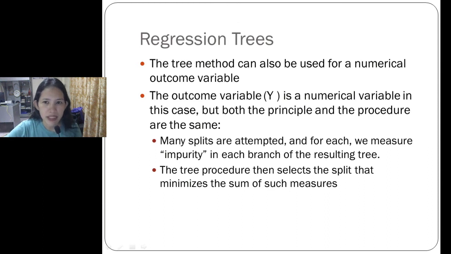The tree method can also be used for a numerical outcome variable. Regression trees for prediction operate in much the same fashion as classification trees. The outcome variable y is a numerical variable in this case, but both the principle and the procedure are the same. Many splits are attempted, and for each, we measure impurity in each branch of the resulting tree. The tree procedure then selects the split that minimizes the sum of such measures.